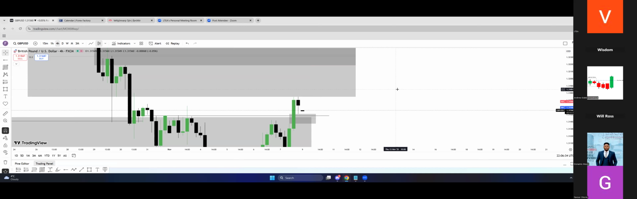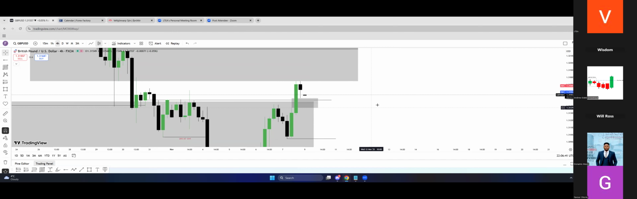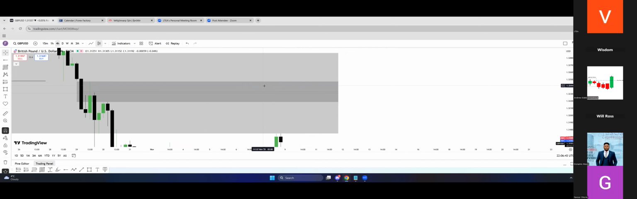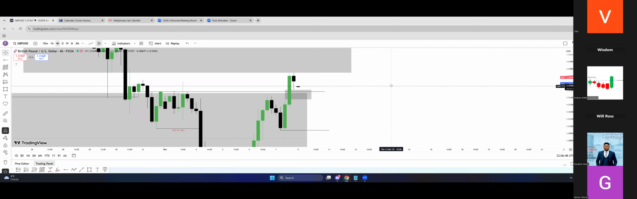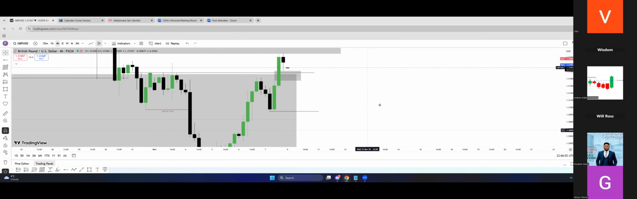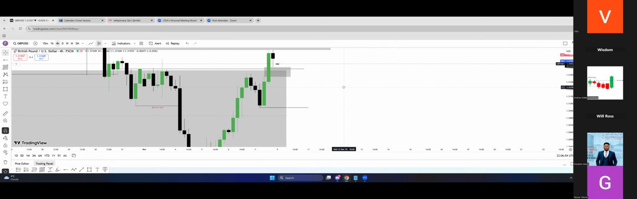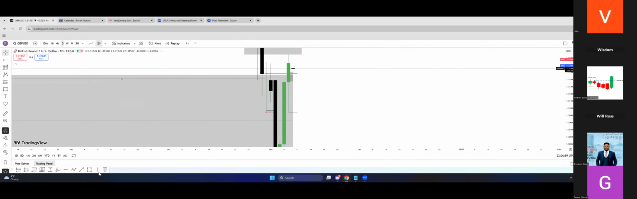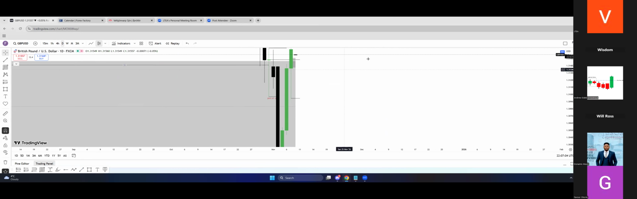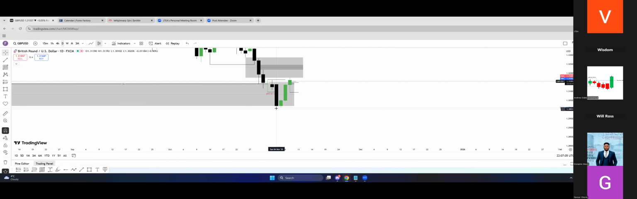I have a question. What if price does not get to the inefficiency and starts selling here at this OC level, taking out this low? Yeah, it automatically tells you that price is coming down. Like I showed you before, there is nothing confusing here. This was the initial high, and this is the initial low.